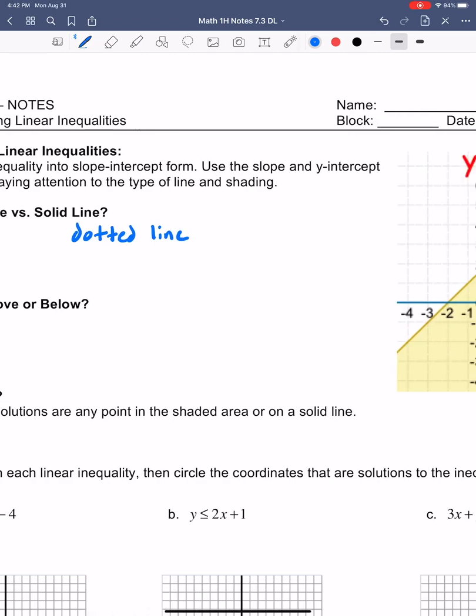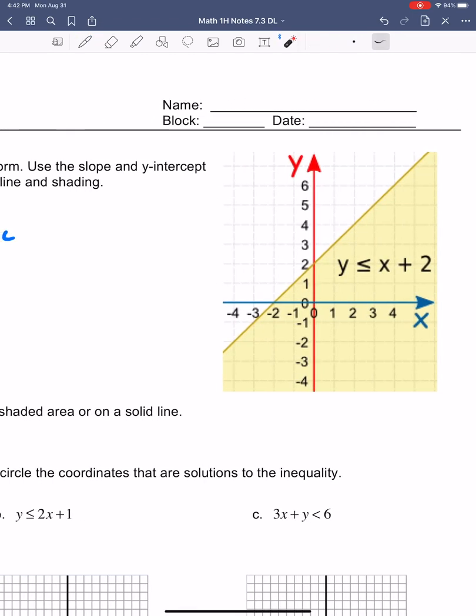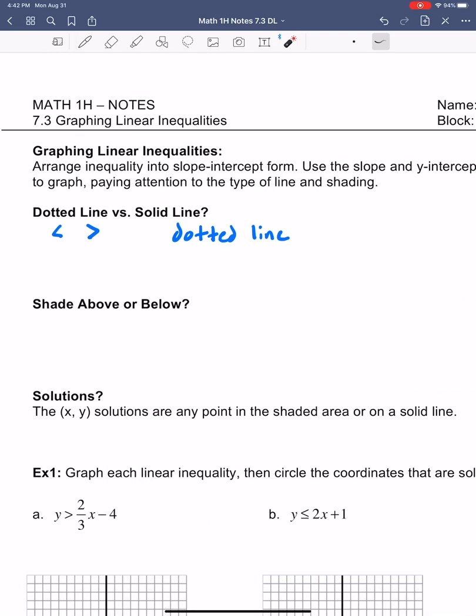Okay. And what I mean by that, instead of drawing this solid line that they've drawn here, right, like we normally would, you would draw a dashed line or a dotted line here to show that any point on that line is not included in the solution set. And we'll get to that in a second. If we have a less than or equal to or a greater than or equal to, then we just draw a normal solid line. Okay. So the difference here is that one of these has the or equal to bars, that's a solid line, and down here, no or equal to bars, that's a dotted line.